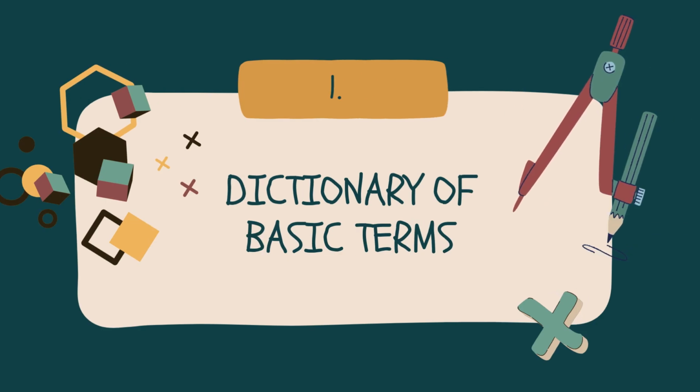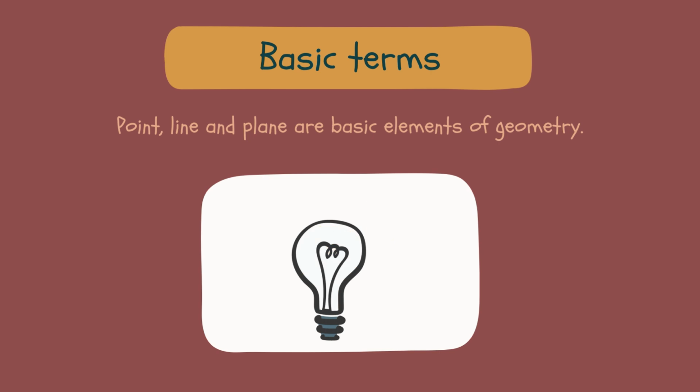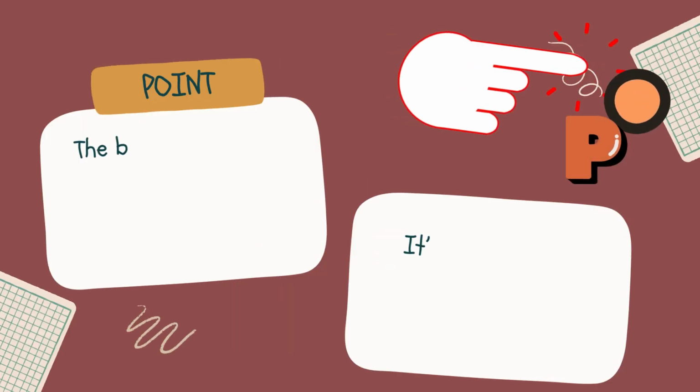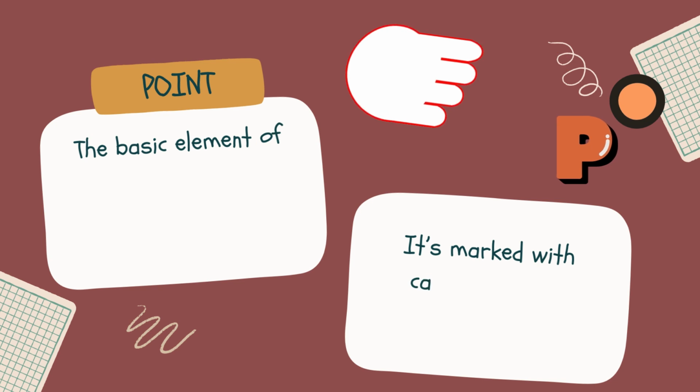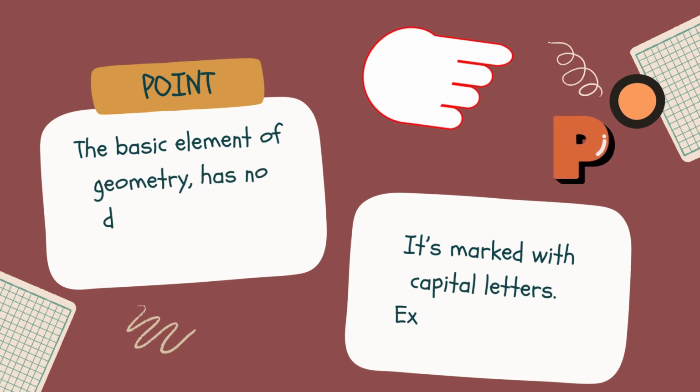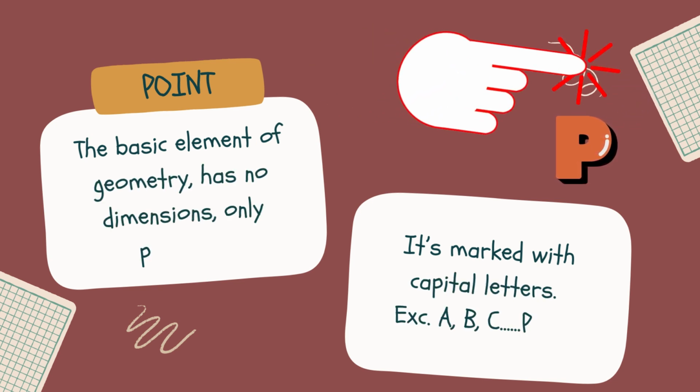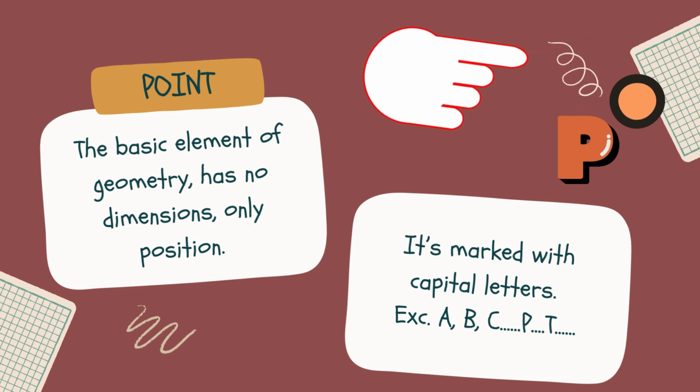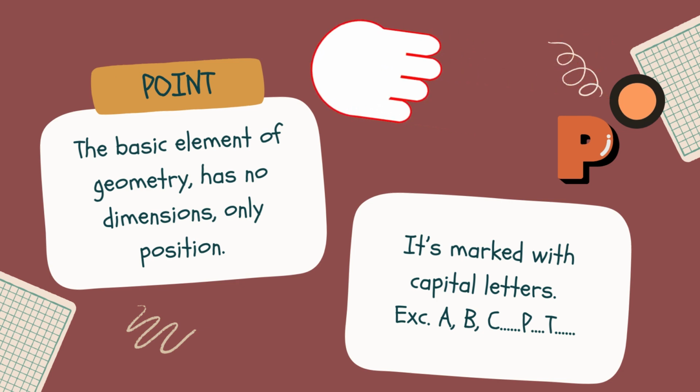Dictionary of basic terms. Point, line, and plane are basic elements of geometry. Point. The basic element of geometry has no dimensions, only position. It's marked with capital letters. Example, A, B, C, P, or T.